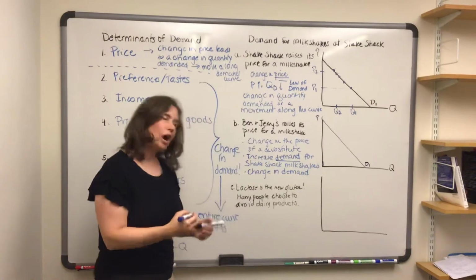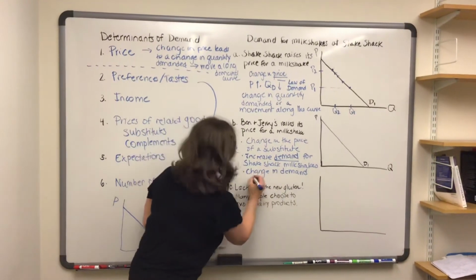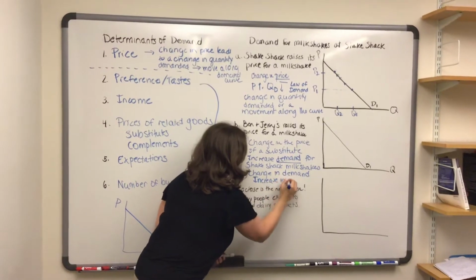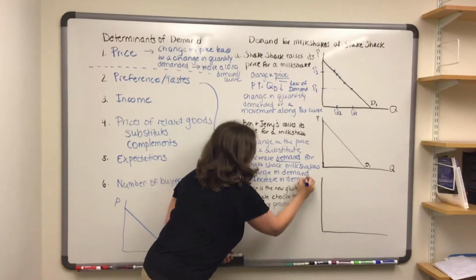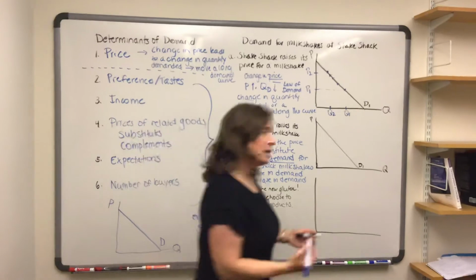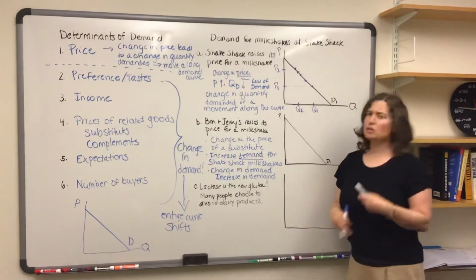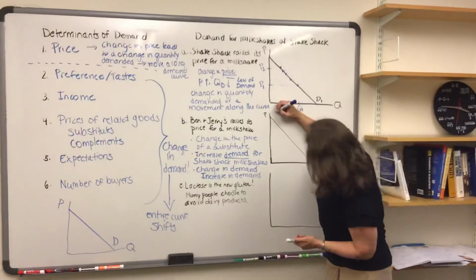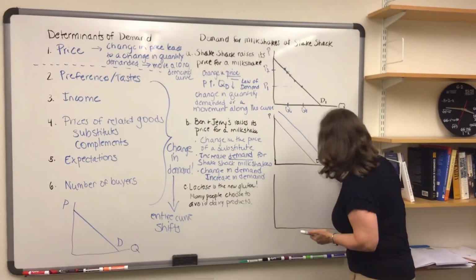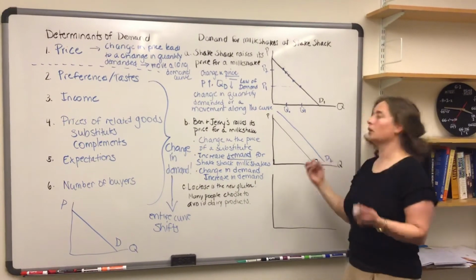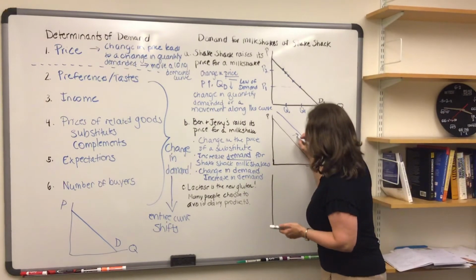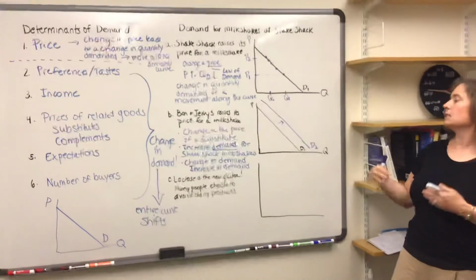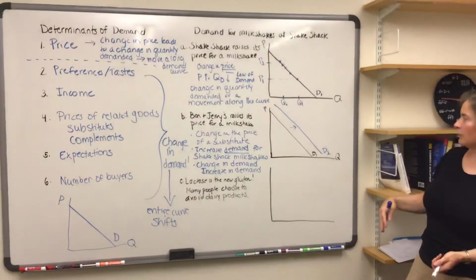And I need to draw a new curve for this example. Increase in demand. And if I'm increasing my demand, what it's saying is regardless of what price Shake Shack is charging for a milkshake, it should expect to see more customers regardless of the price. That is a rightward shift of the demand curve, and again, that's an increase in demand.